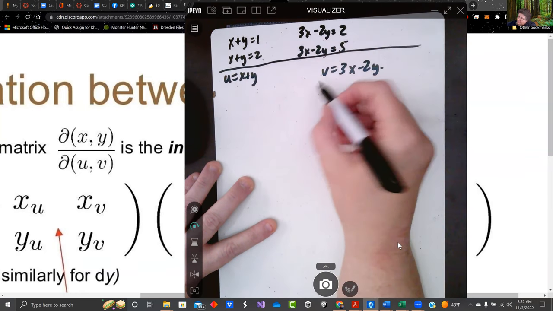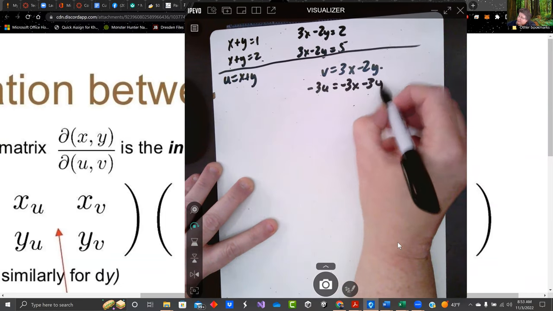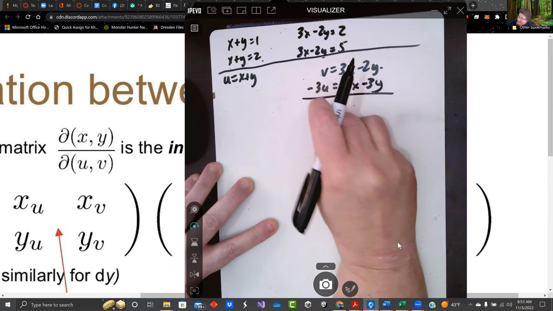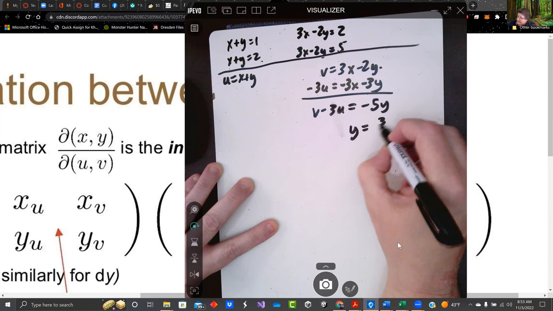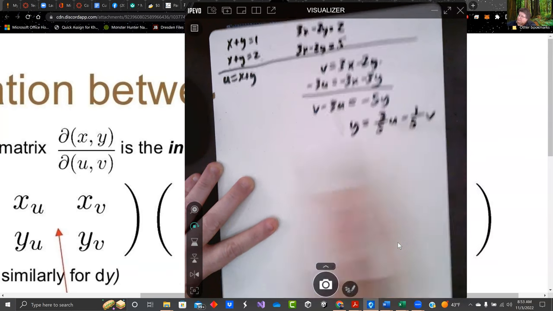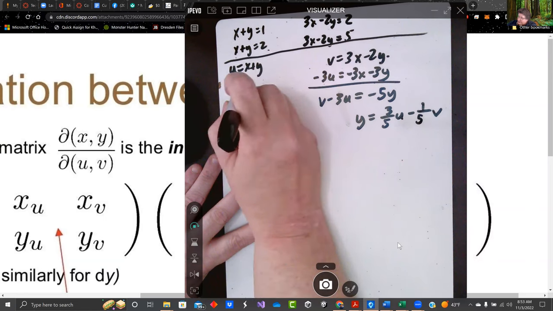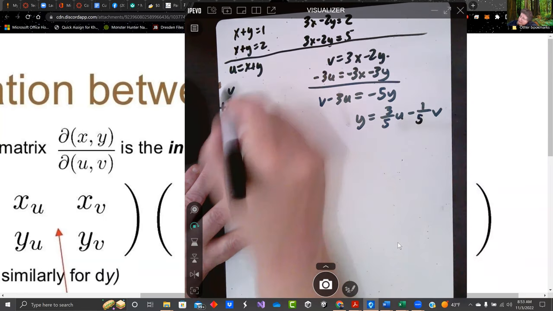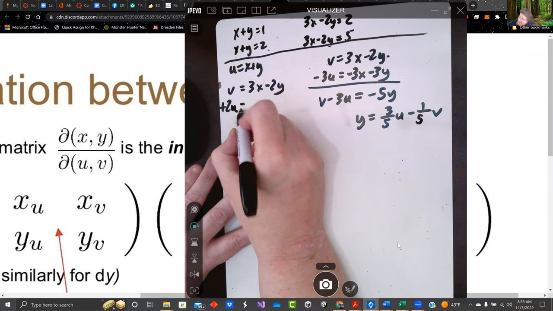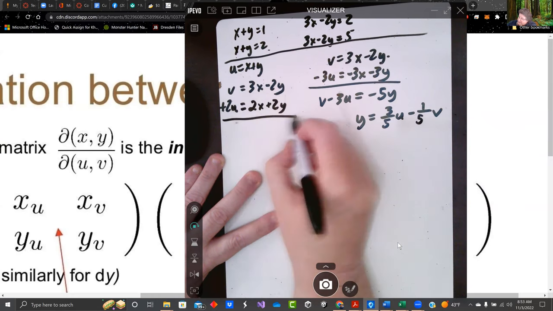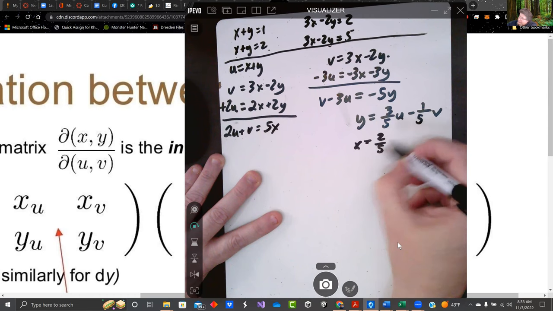If I subtract 3u, I got minus 3x minus 3y. V minus 3u is negative 5y. So y equals 3/5 u minus 1/5 v. And if I do v plus 2y, I got 3x minus 2y, not 2y, 2u. 2x and 2y. I've got 2u plus v equals 5x. So x equals 2/5 u plus 1/5 v.